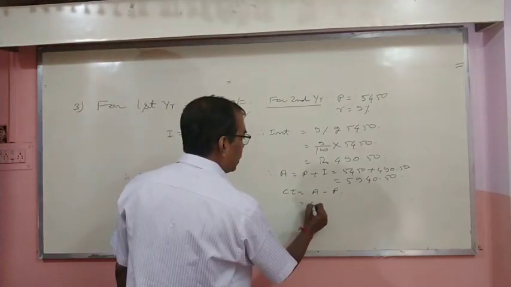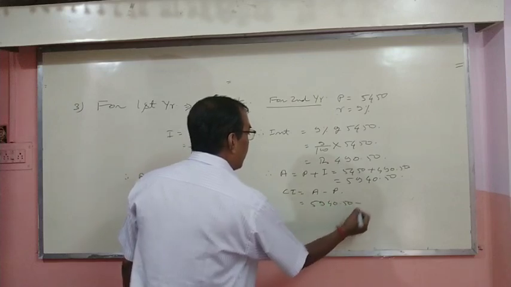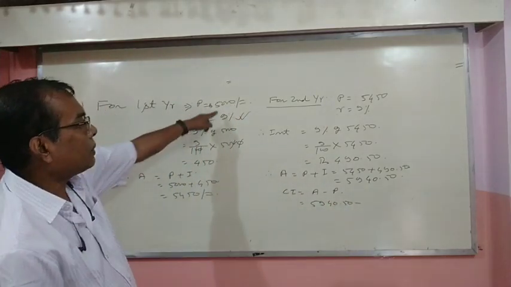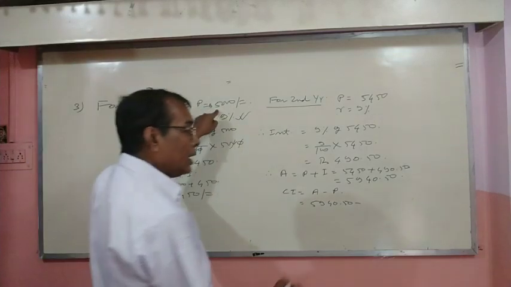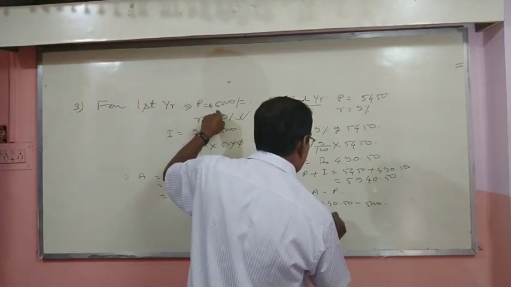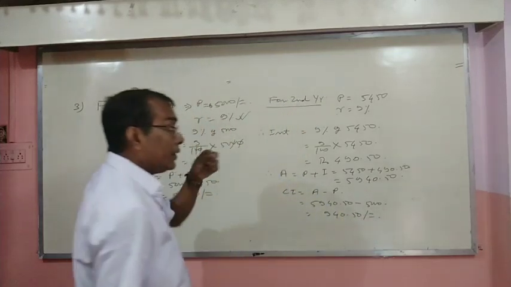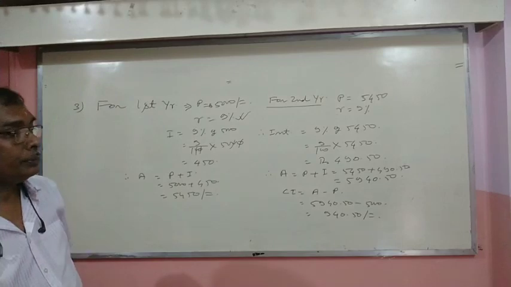So 5940.50 minus principal. What is the principal? The loan you have taken, 5,000. And this is coming as 940.50. This is the compound interest here.